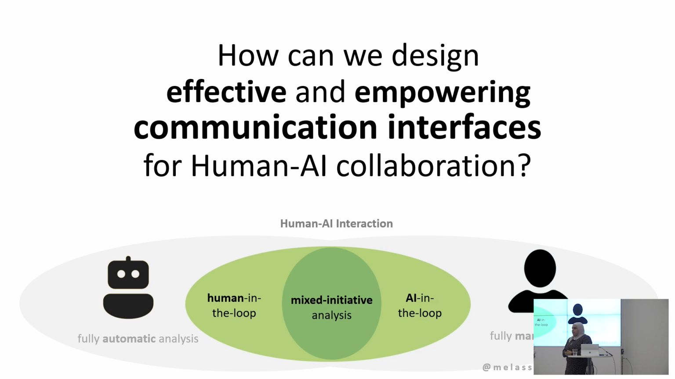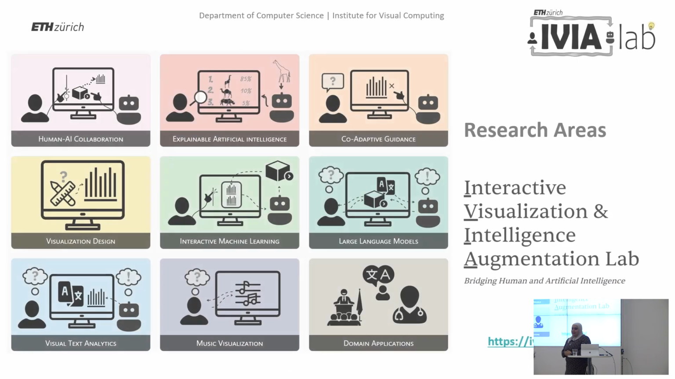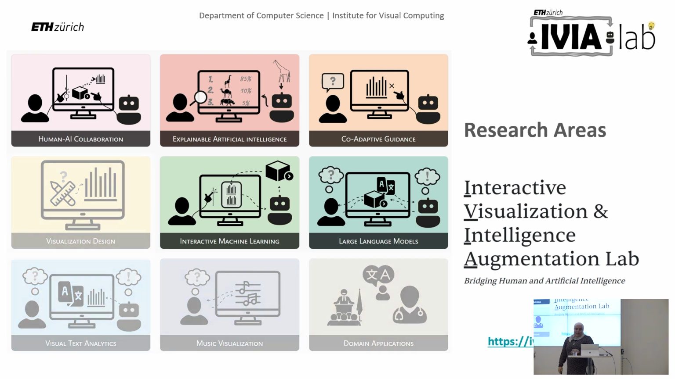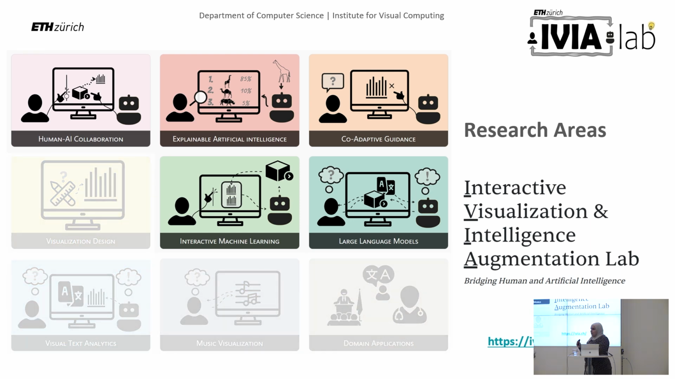In order to address this problem, we define 9 different research areas that allow us to tackle this problem from different angles. If you're interested to learn more about these research areas, they're available on the website. But for today, I will focus on these 5 here, and I will tell you a little bit about the questions that we ask and a couple of the approaches that we take to tackle human-AI collaboration.